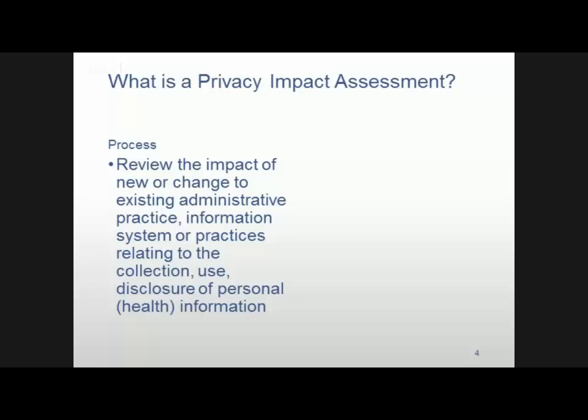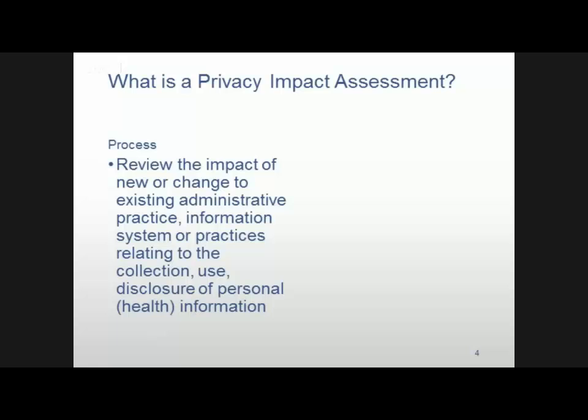It's a process that assists custodians or healthcare providers to review the impact that an implementation of a new administrative practice, information system, or change to an existing practice or systems relating to the collection, use, and disclosure of individually identifying health information may have on individual privacy.